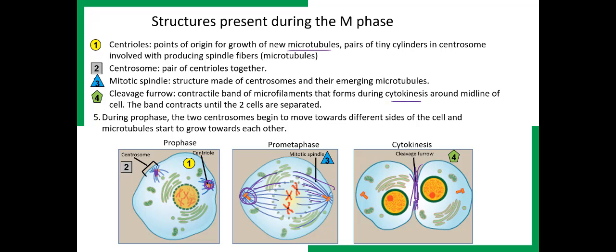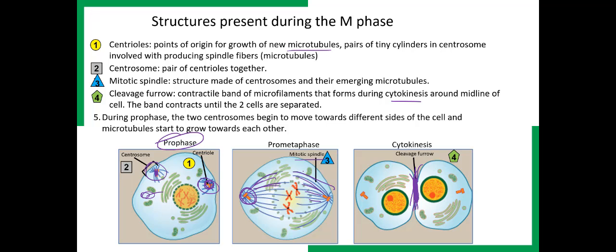So what happens is that the cleavage furrow develops and develops until you can imagine that it then splits the cell to form two new cells, right? During prophase, the two centrosomes begin to move towards different sides of the cell, so that you can form the mitotic spindles by growing the microtubules. If that's all gibberish, hopefully the next couple of slides will explain it a little bit more.